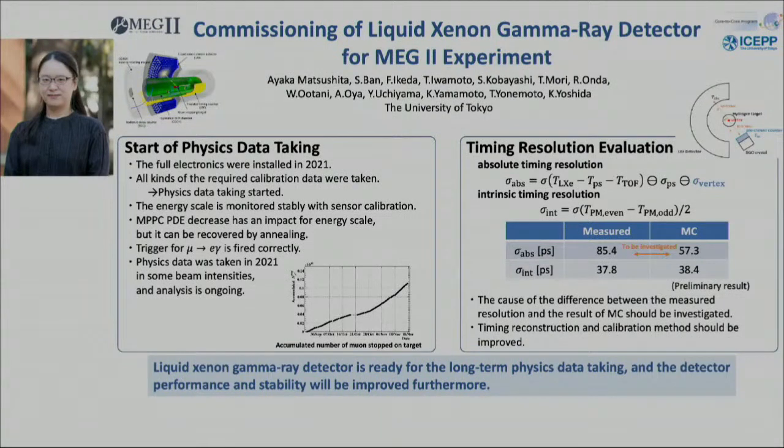Okay, so the next topic is the MEG2 liquid xenon detector. The MEG2 experiment already started physics data taking last year. In this experiment we look for the mu to e gamma decay, and the gamma ray is detected by a liquid xenon gamma ray detector. This poster mainly discusses the timing resolution of the liquid xenon detector, but the energy and position performance are also described.